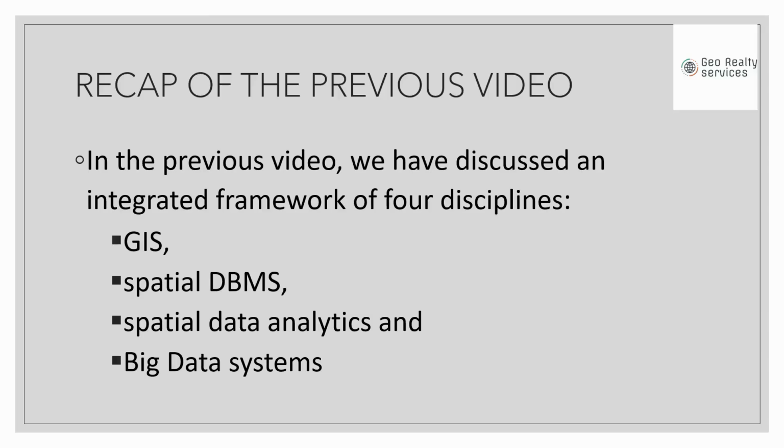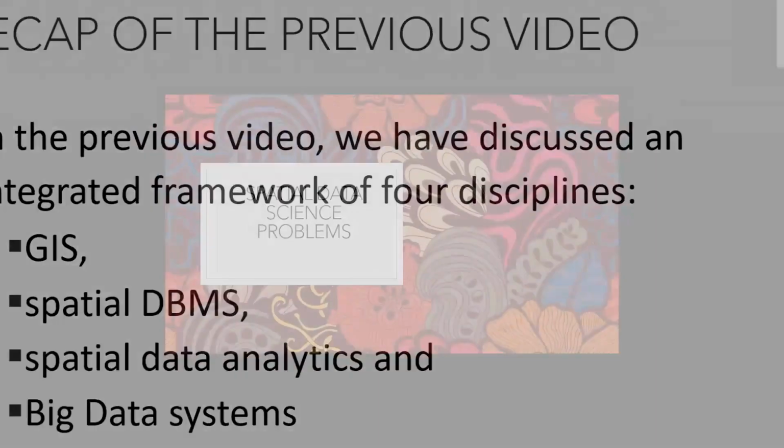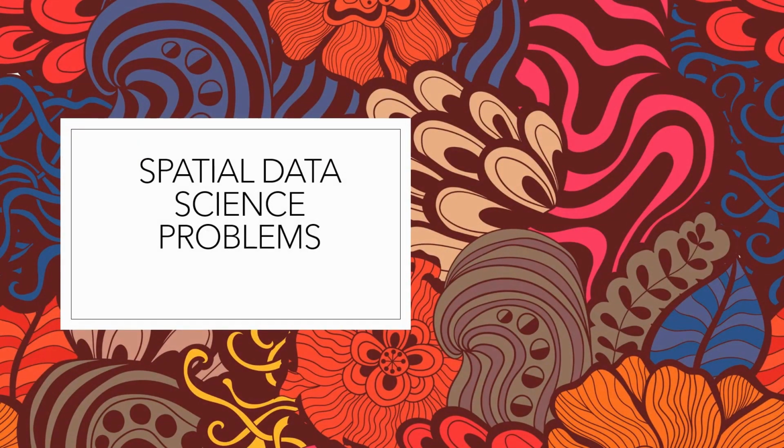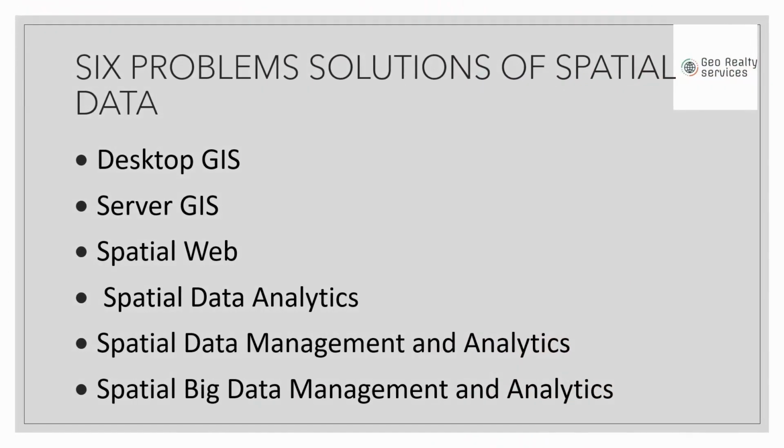In this lecture, we will discuss spatial data science problems. I will categorize spatial data science problems into 6 groups in terms of solution frameworks. As shown in the slide, the 6 problem types are desktop GIS, server GIS, spatial web, spatial data analytics, spatial data management and analytics, and spatial big data management and analytics. For each problem type, I will explain how the solution framework can be used.